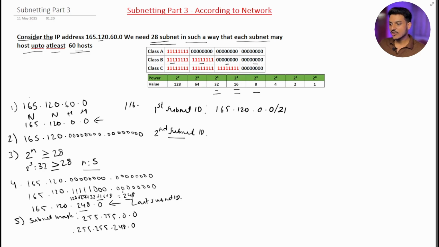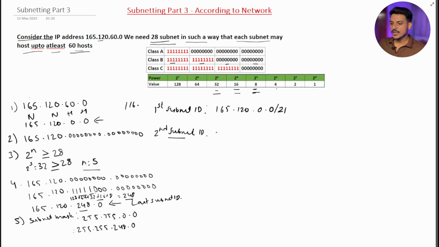Okay, so we need to look from right to left. It is at the 5th position from left to right, and from right to left it is at the 4th position. So 4th position means 1, 2, 3, 4, which means 2 raised to 3, and its value is 8. So now what will be our second subnet ID?